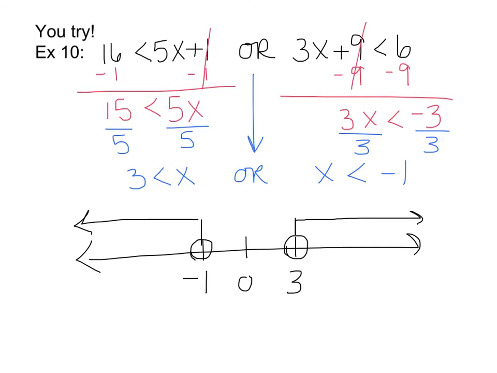Now let's check each part of our inequality. Is at least one of the inequalities true over here on my left-hand side? Yes. Is at least one of my inequalities true here in the middle? Nope, there's nothing. And to the right of 3, is at least one inequality true? Yes. So you would shade to the left of negative 1 and to the right of positive 3.